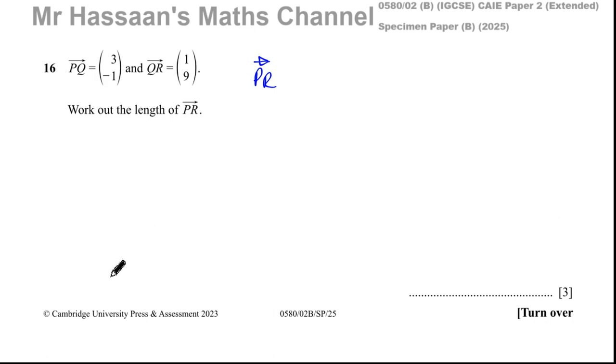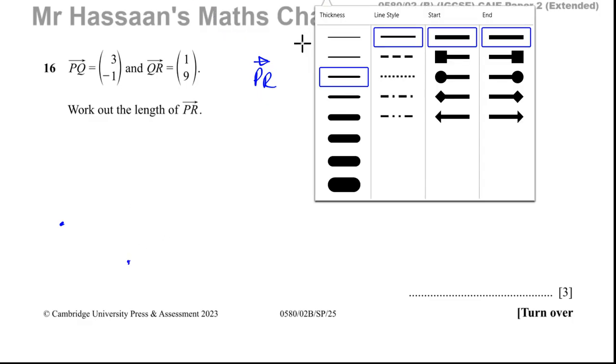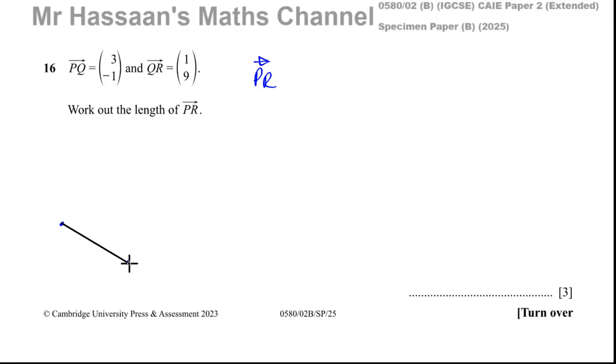So PQ is (3, -1). The column vector (3, -1), the top number tells you how to move to the right or horizontally, and the bottom number tells you how to move vertically. So if you start from here, you're going 3 spaces to the right and 1 space down. A vector has a magnitude and a direction. So this would be the vector from P to Q. That's P, that's Q. 3 units to the right, 1 unit down.